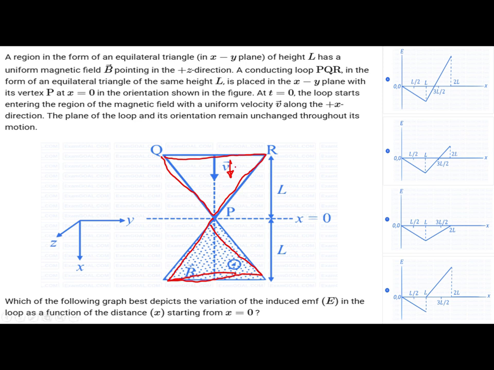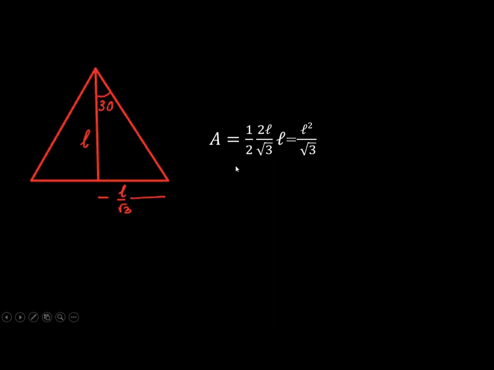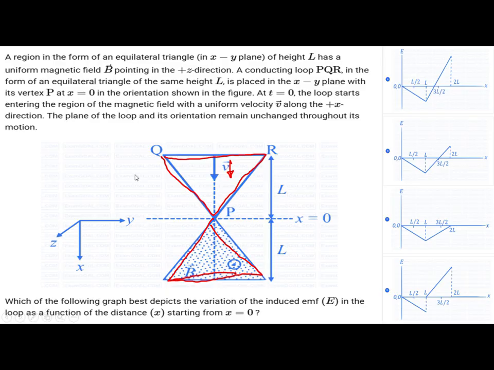And at t equal to 0, the loop starts entering the region of the magnetic field with a uniform velocity v along the plus x direction. So plus x direction, okay, it's given in the figure itself that this v is in this direction, x direction. So it is shown here, this is x direction.